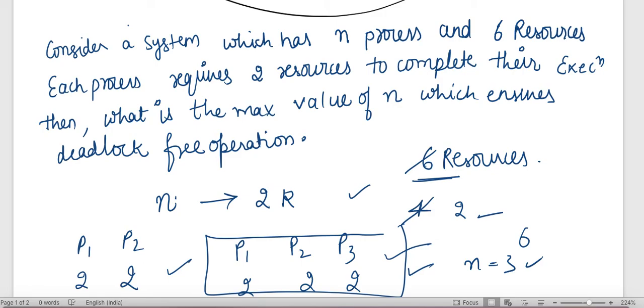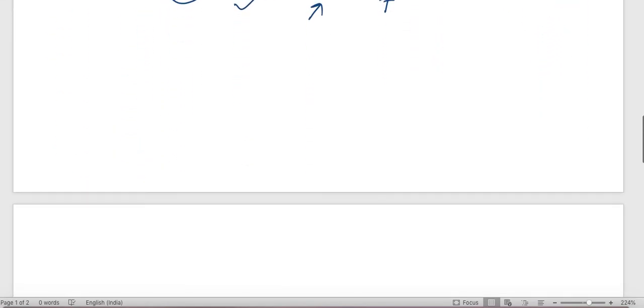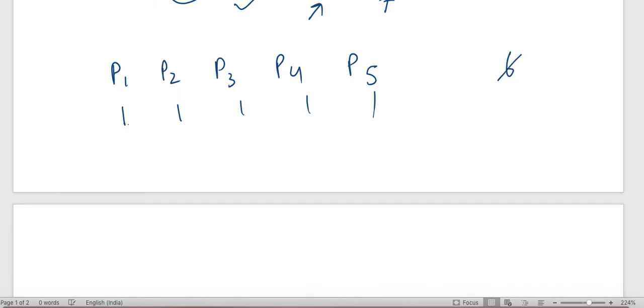So the basic idea is what you have to do in this. What are the resources available? Resources available are 6. So just take 5 processes P1, P2, P3, P4 and P5. Just assign 1 resource each: 1, 1, 1, 1, 1. Total how many resources have you allocated? 1, 2, 3, 4, 5. How many were total? 6. You have allocated 5 of them. It becomes 1. 1 is remaining with you.